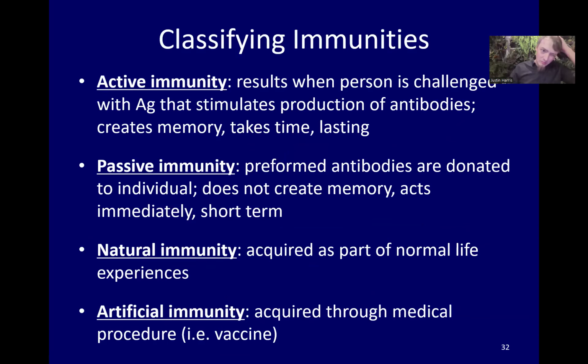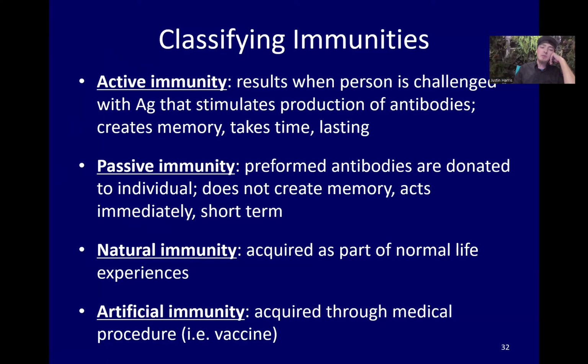And so we can think about our immune system in a couple of different ways. We can classify our immunity in a few different ways, where you can have active and passive immunity. Active immunity is a long-lasting effect. The cells produce antibodies, and those antibodies stay in the person. Then you have passive immunity, which is not long-lasting, where the antibodies are introduced and then they go away just by natural degradation.